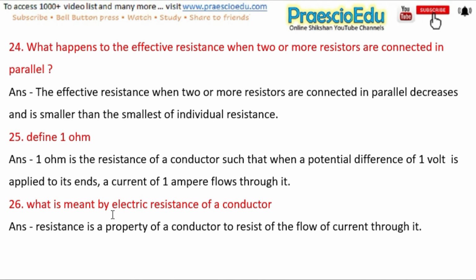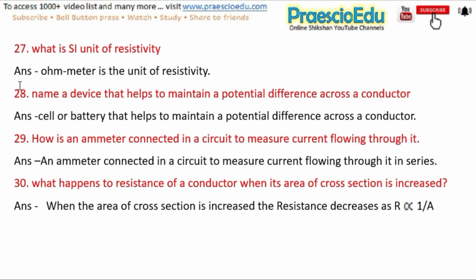Next question is what is meant by electric resistance of a conductor? And the answer is resistance is a property of a conductor to resist the flow of current through it. Next question is what is the SI unit of resistivity? And the answer is ohm meter is the unit of resistivity. Next question is name a device that helps to maintain a potential difference across a conductor. And the answer is cell or battery helps to maintain a potential difference across a conductor.